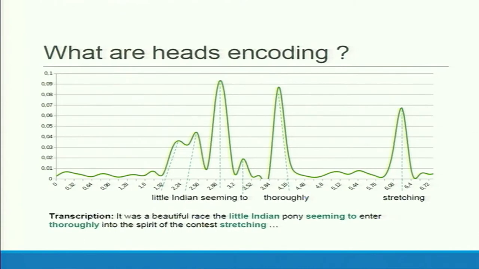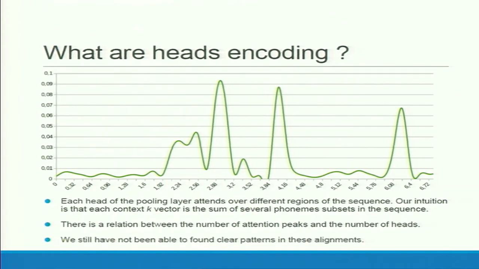Okay, so what are heads encoding? The idea is that heads encode foreign information. Here you have a picture with the matching of some words and with alignment. The idea is that each head attends to different regions of the sequence, and there is a relation between the number of attention peaks and the number of heads. If you have more attention heads, you have fewer peaks. However, we still have not been able to find clear patterns in these alignments.